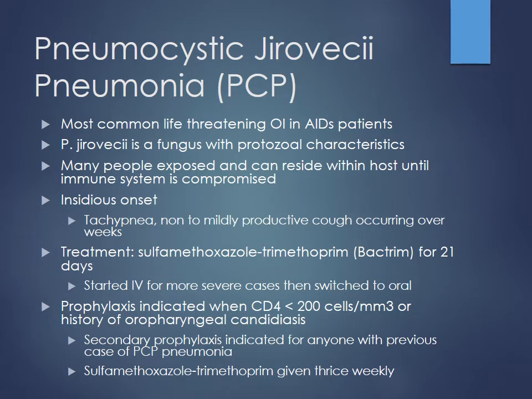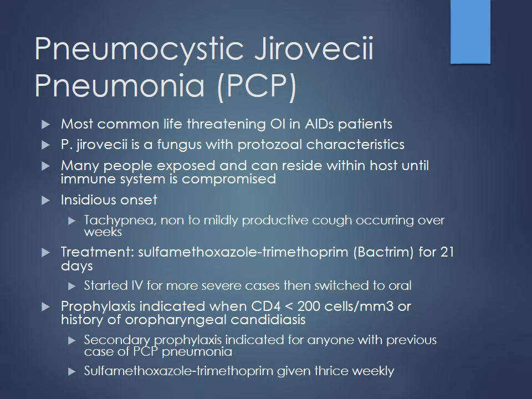Okay, so one of the big ones that you'll see a lot of chemoprophylaxis against is Pneumocystis jirovecii pneumonia, or PCP pneumonia, which is usually how most people still abbreviate it. Obviously the name can change, but it's still the same type of infection. This is one of the most common life-threatening opportunistic infections for your AIDS patients. It's a fungus with protozoal characteristics, and we know that a lot of people end up getting exposed to it, but we don't really have any infection take place because we have competent immune systems.